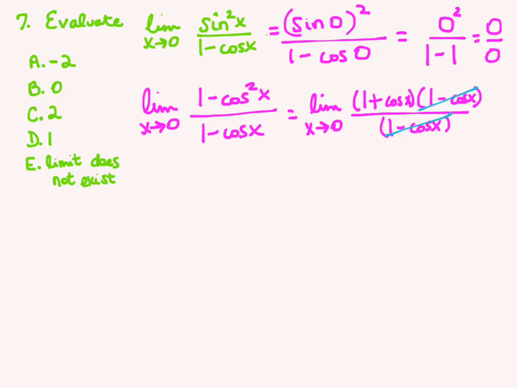And so once I've canceled something out, then we should substitute the number in again. So if I substitute 0 into what we have left, 1 plus cosine of 0, 1 plus 1, the cosine of 0 is 1, and 1 plus 1 is 2. And so the correct answer here for number 7 is answer C, 2.